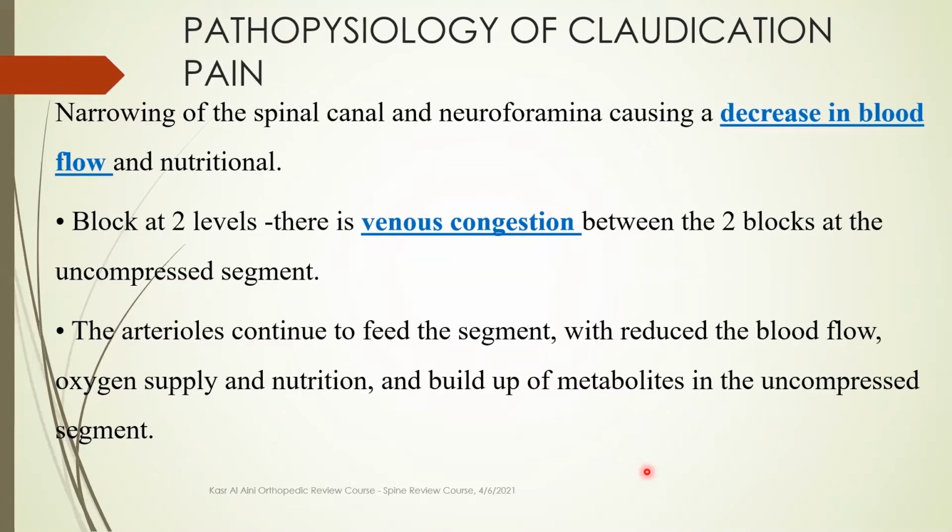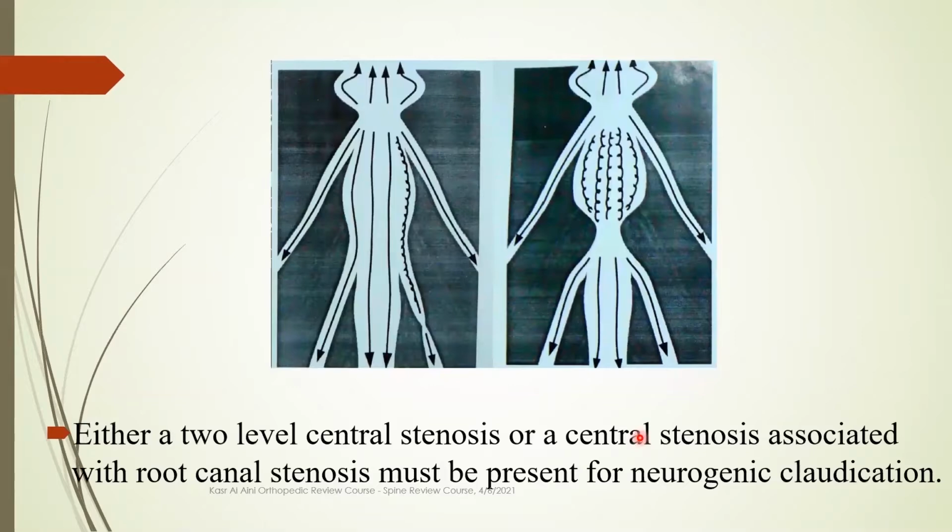Pathophysiology of claudication and pain. Narrowing of the canal and the neuroforamina causes decreased blood flow and nutritional supply. A block at two levels leads to venous congestion in the uncompressed segment. With the arterioles continuing to feed the segment, there is reduced blood flow, oxygen supply, and nutrition, with build-up of metabolites in the uncompressed segment. So either a two-level central stenosis or a central stenosis with root canal stenosis must be present for neurogenic claudication.